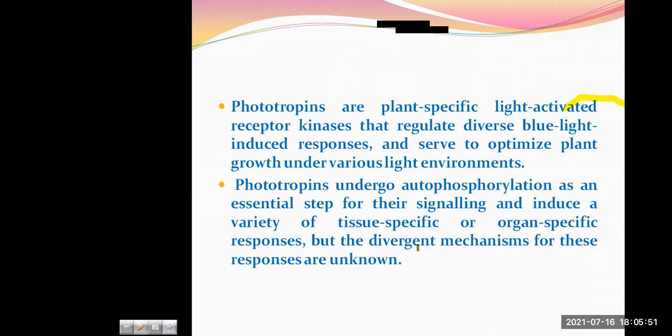Phototropins, point number two: phototropins undergo autophosphorylation. This is the mechanism of action of phototropins. That is, they undergo autophosphorylation as an essential step.